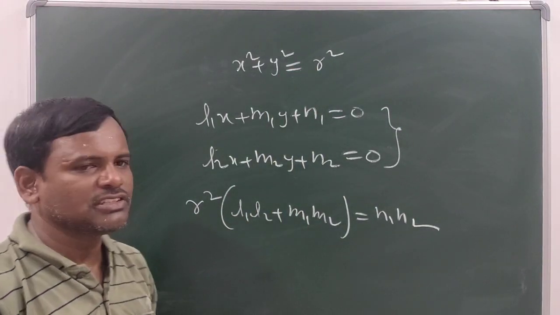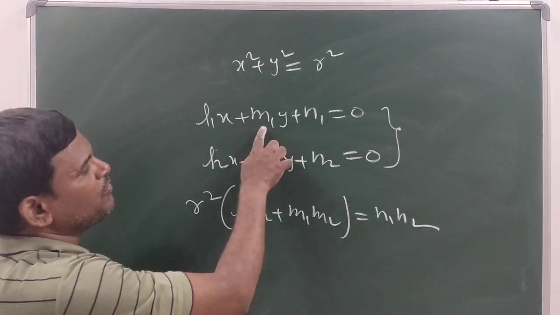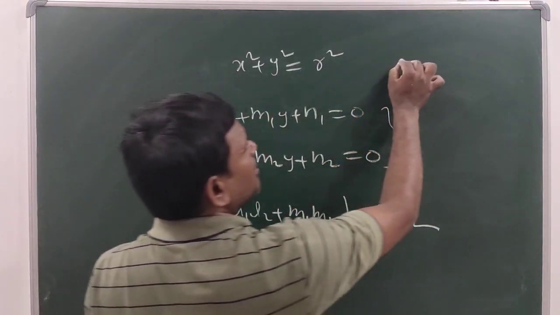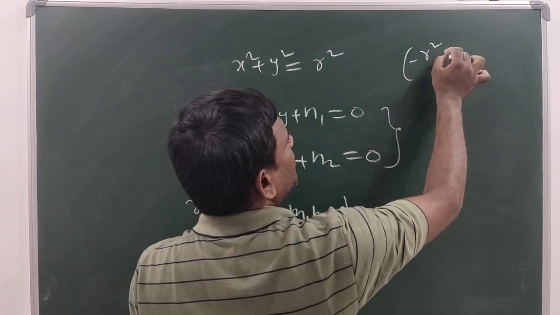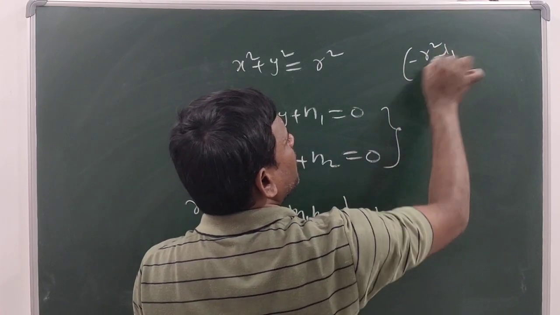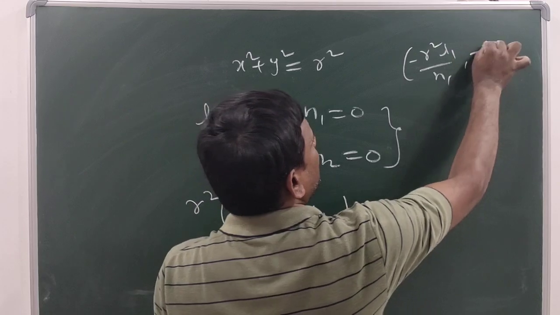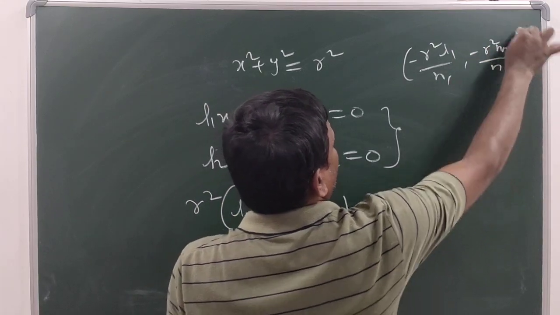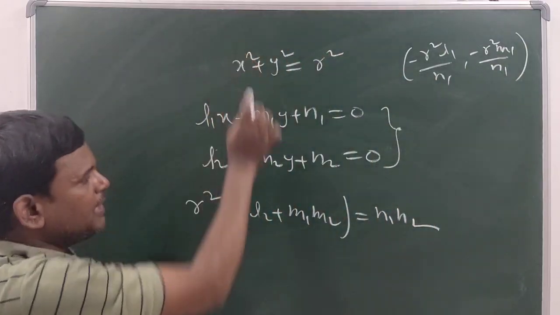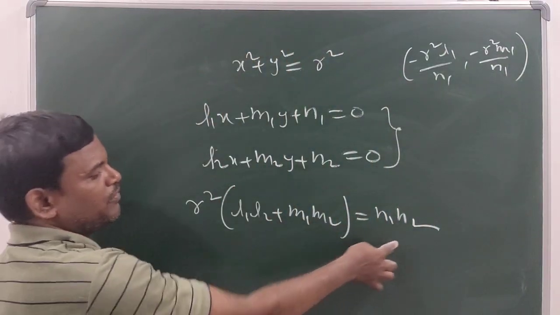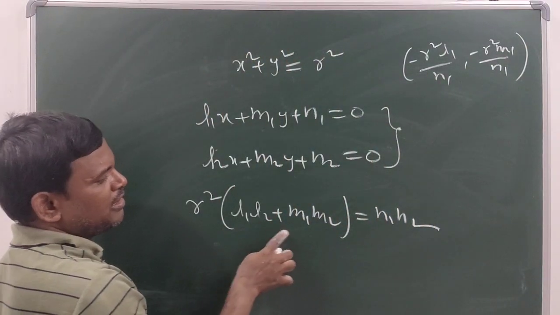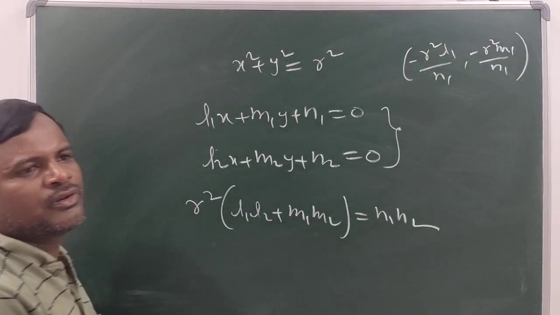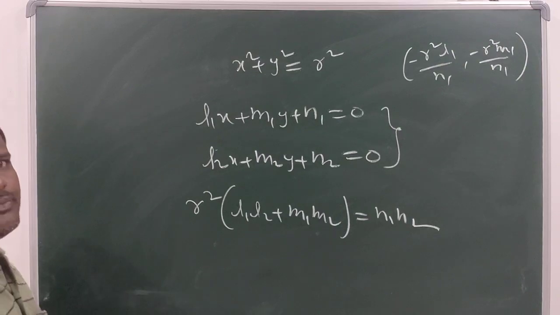How do you have to derive this condition? Find the pole of this first polar with respect to this circle. You will get minus r square L1 by N1, minus r square M1 by N1. So substitute this value in the second line and simplify. You will get this: r square into L1 L2 plus M1 M2 is equal to N1 N2.